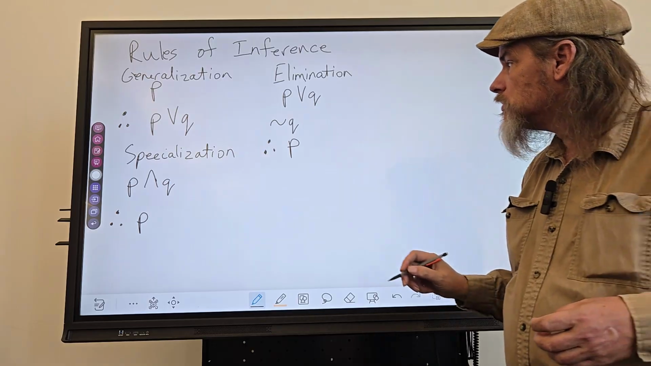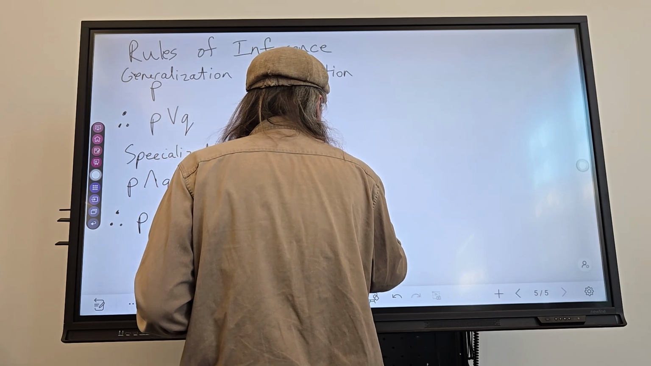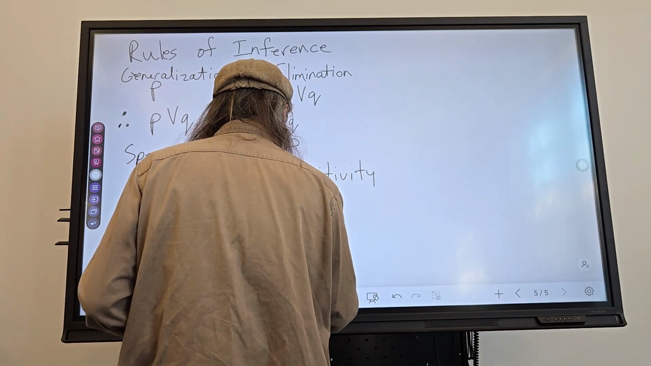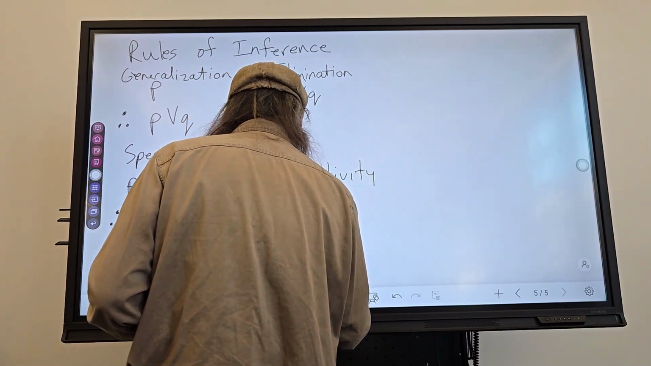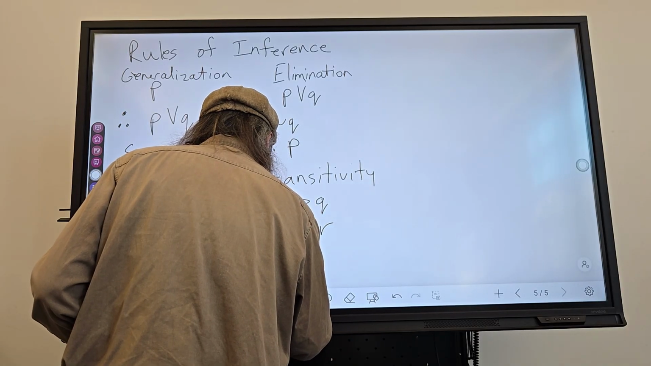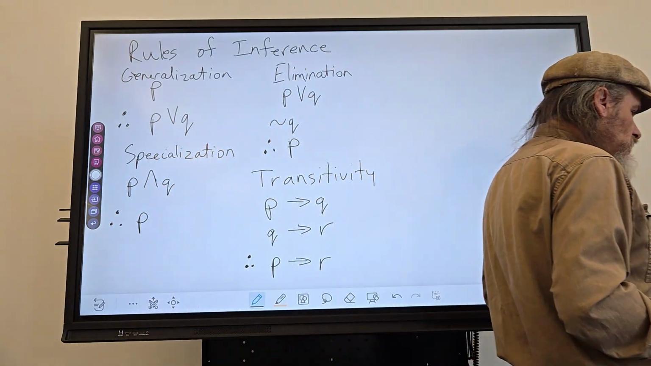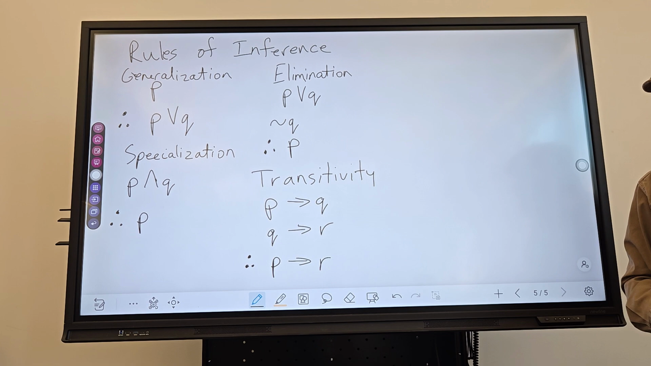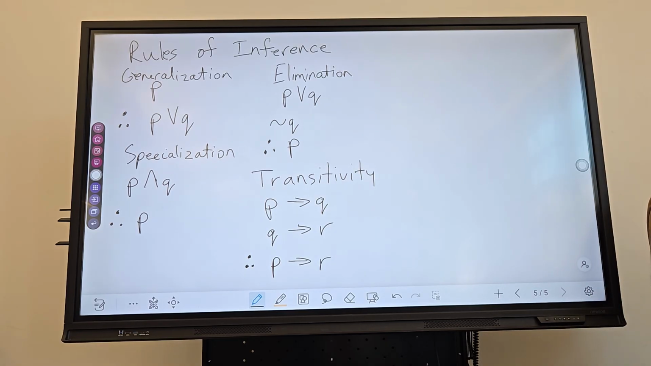Transitivity. If P then Q, and if Q then R, therefore P implies R.